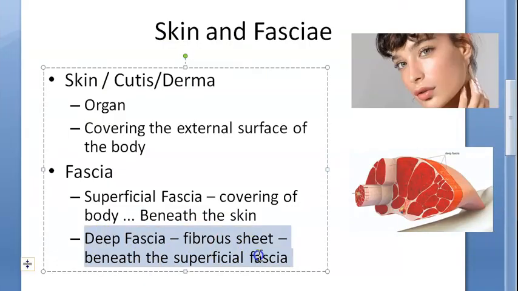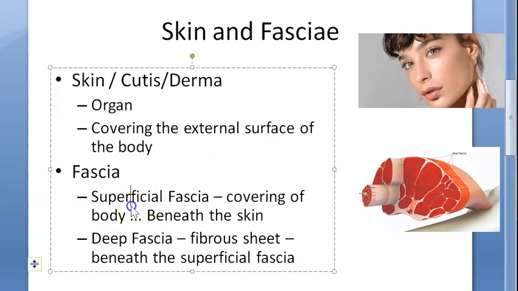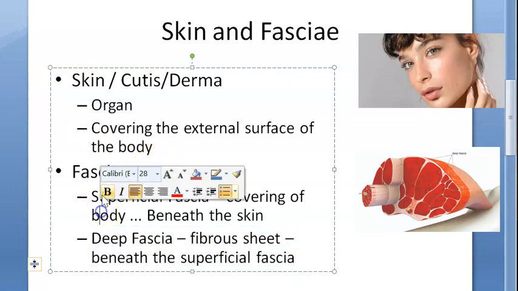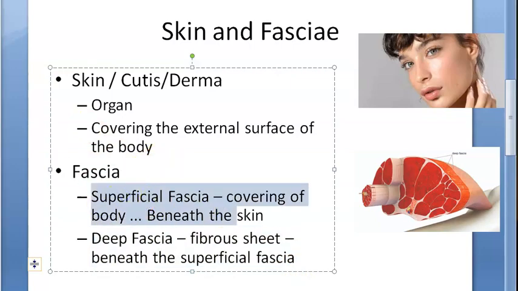So guys, this deep fascia actually is devoid of fat, they are saying, and it is usually inelastic and tough. Maybe that is why these people develop compartment syndrome. It's devoid of fat, it is inelastic, it's tough, okay? So this is the deep fascia. Then you have understood what superficial fascia is.